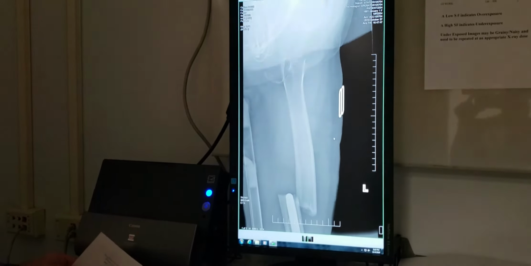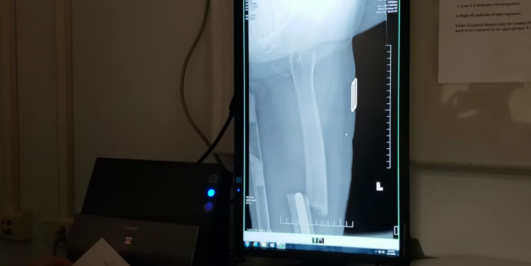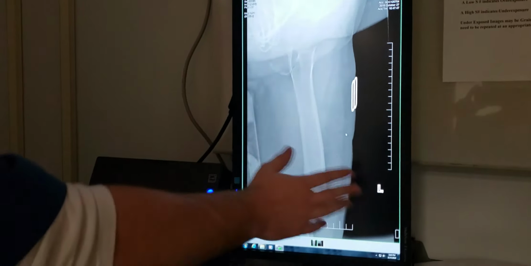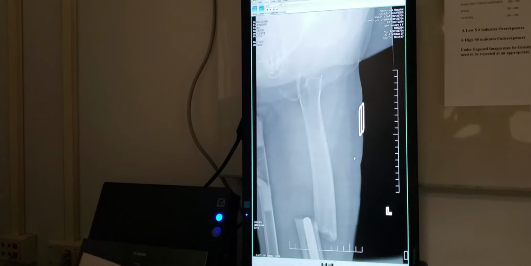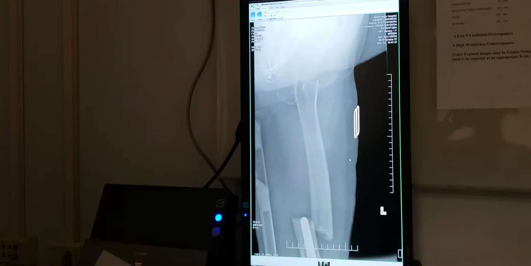I would say the radiograph is showing proper density. There's lots of shades of gray. You could differentiate between soft tissue and bone. It appears that there's no motion. Everything's really clear.